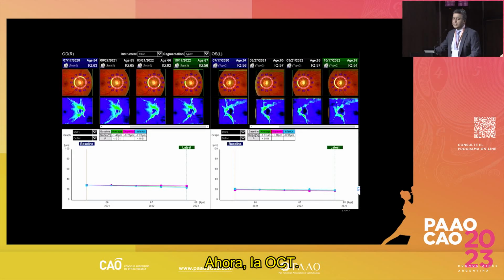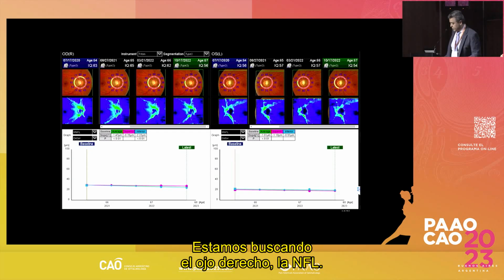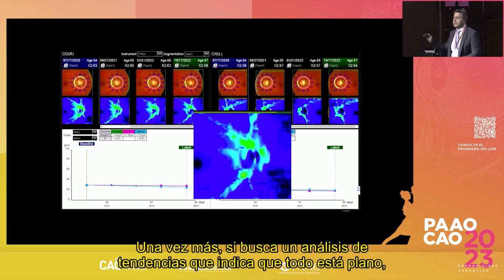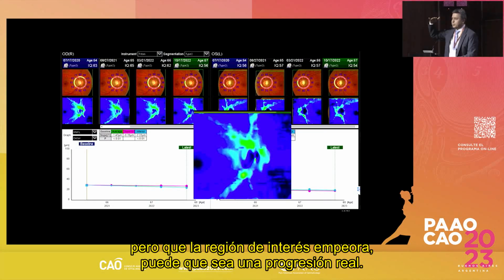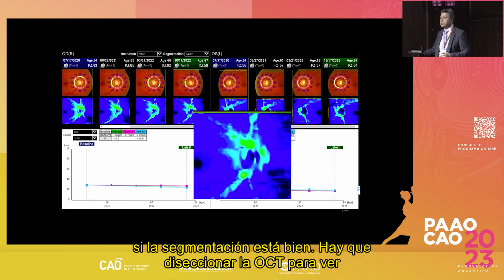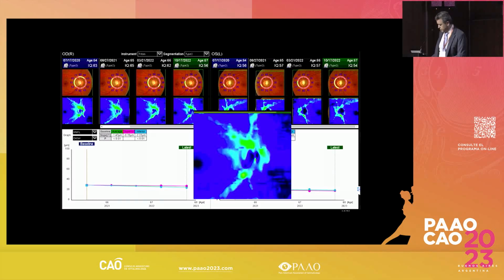And now the OCT. Again, it has to make sense. We are looking at the right eye, the nerve fiber layer here, inferior temporally. See the map here and how it has changed. And again, if you're looking at a trend analysis, where everything is flat, but the region of interest is getting worse, it probably is a real progression. But you have to look at the place and see if everything is okay, if the segmentation is okay. So you have to dissect the OCT to see if it's really a progression or not.